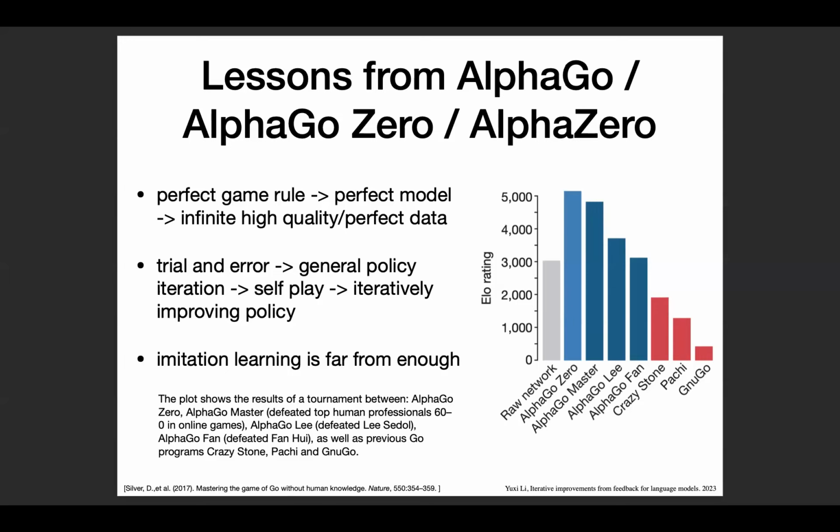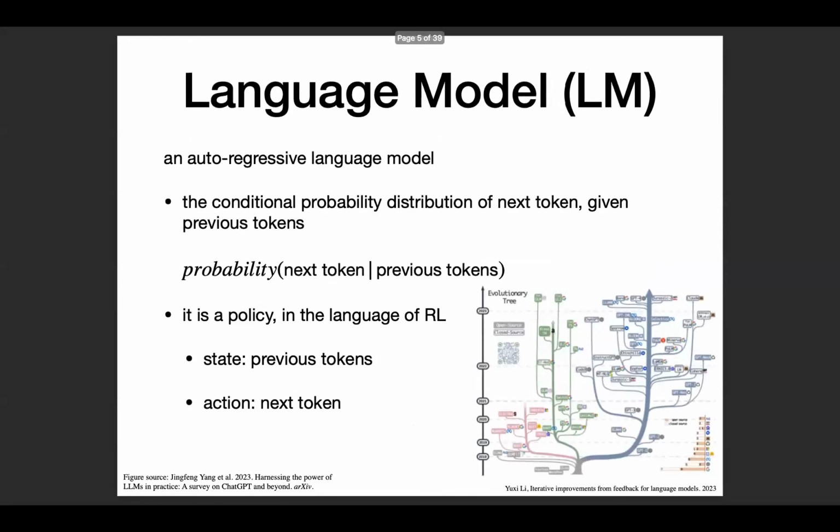Language models like GPT are basically imitation learning. The last two speakers have already given a good introduction. So I want to say something about language models. A language model is basically a policy, and when we talk about policy, it's related to reinforcement learning.